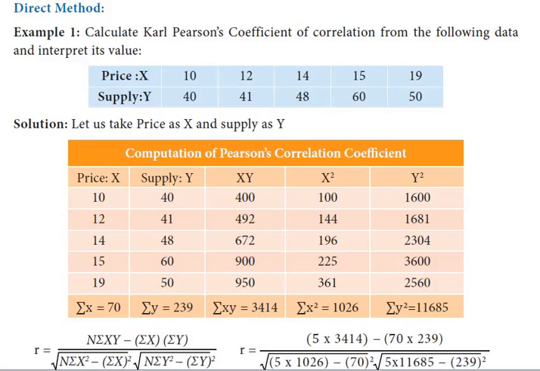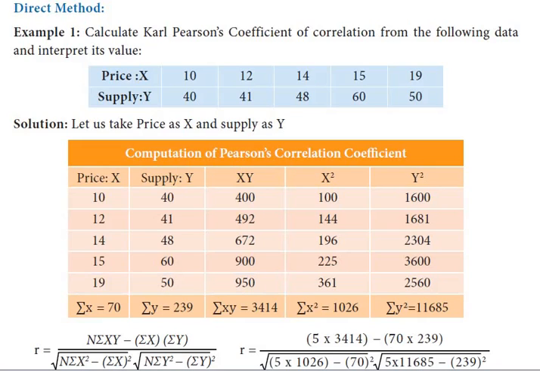Then in the second column, write the supply values 40, 41, 48, 60, 50. So xy denotes the multiplication of x and y, that is price and supply. 10 into 40 gives you 400, 12 into 41 gives you 492, 14 into 48 gives you 672, 15 into 60 gives you 900 and 19 into 50 gives you 950.